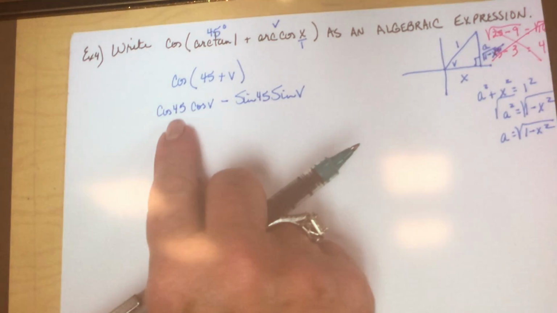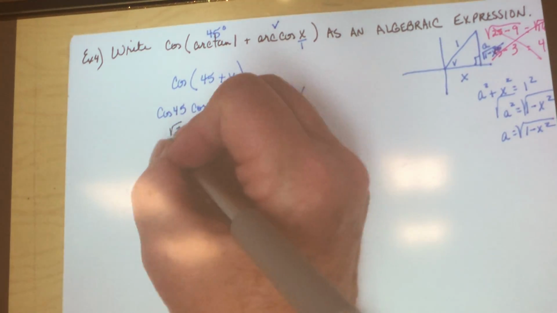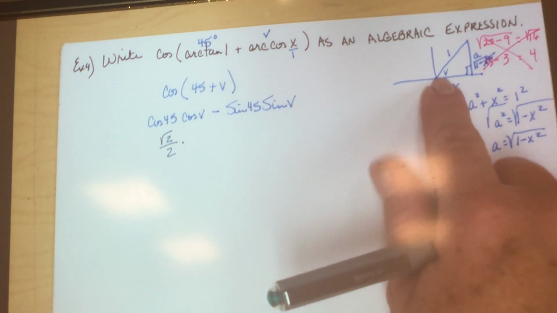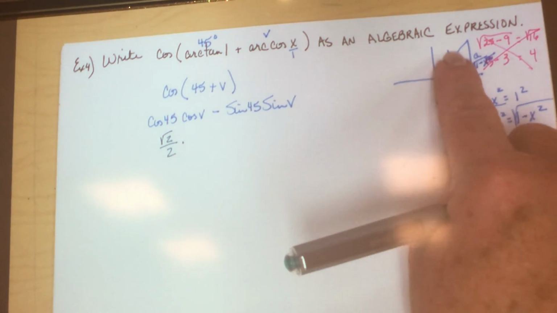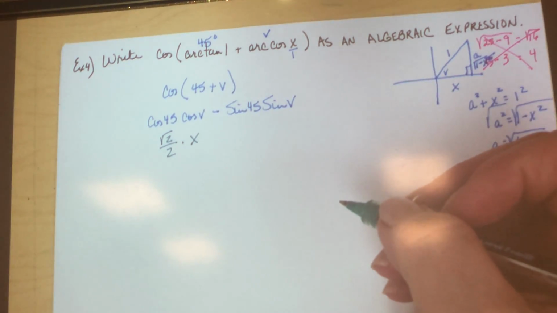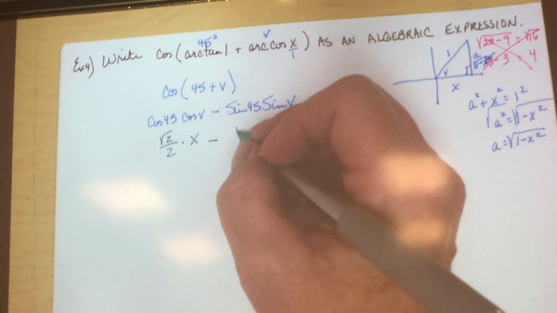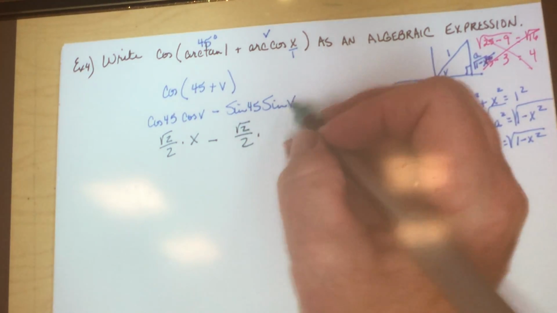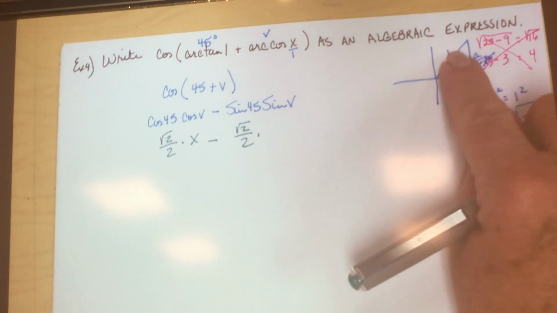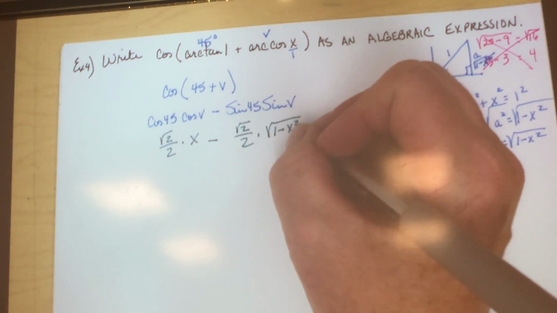All right, what's the cosine of 45? Square root of 2 over 2. Times, what's the cosine of V? Go over here, guys, and look. Adjacent over hypotenuse. X over 1 is what? X. Minus, what's the sine of 45? Square root of 2 over 2. Times, what's the sine of V? Sine of V is opposite over our hypotenuse. So the square root of 1 minus X squared.